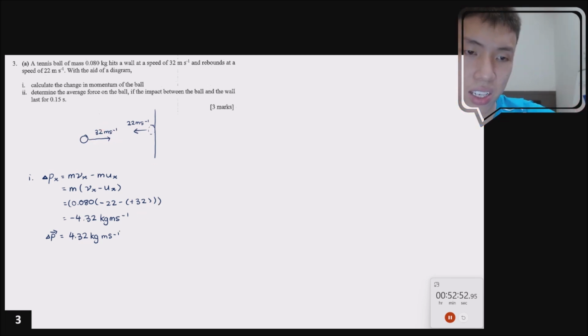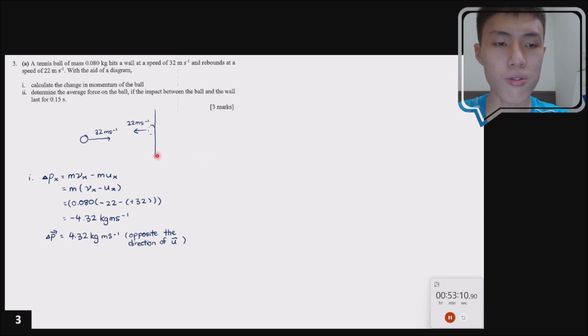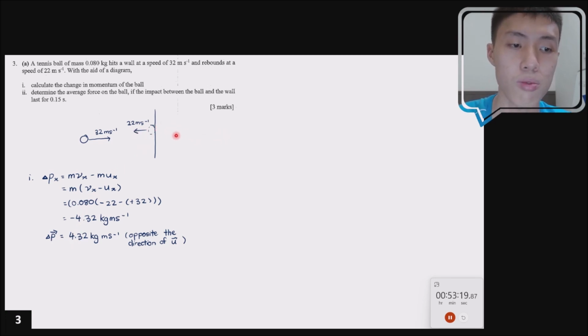So I can write it as opposite the direction of initial velocity u. Okay, so if the initial velocity is pointing to the right, then the change in momentum will be to the left. If the initial velocity is pointing to the left, then the change of momentum will be to the right. This is a more general way of stating the direction.